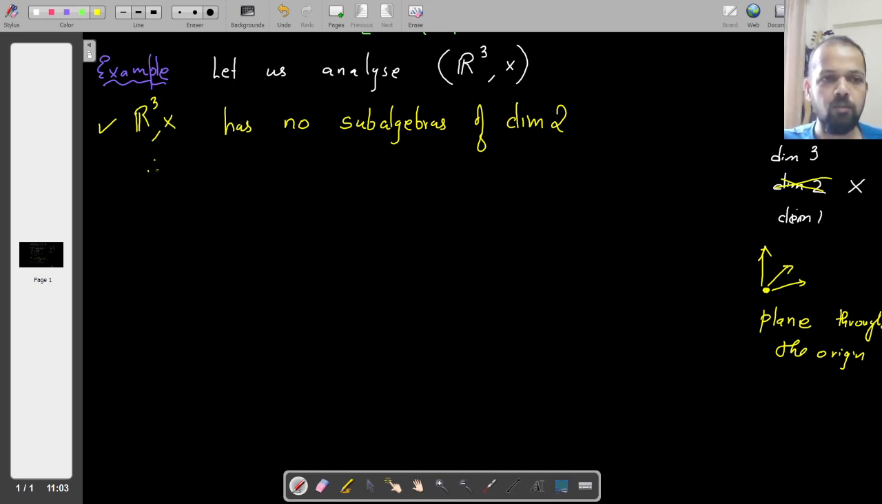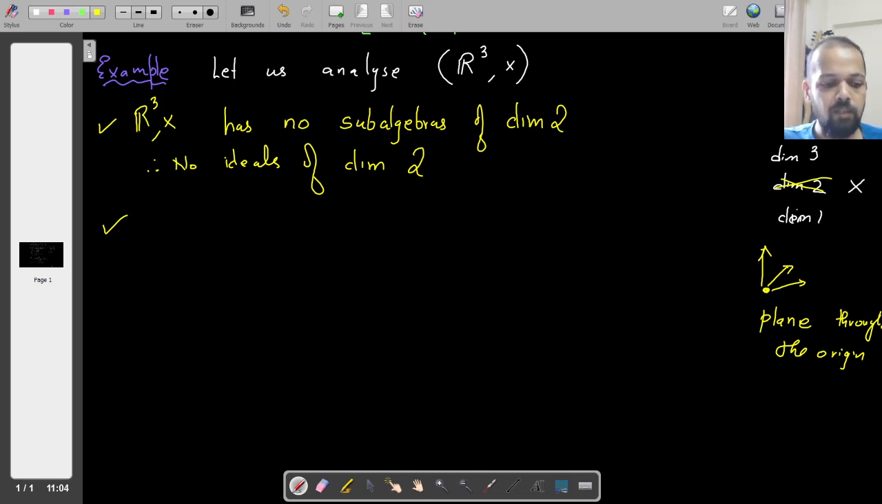Therefore no ideals of dimension 2, because every ideal has to be a subalgebra. An ideal is much more than a subalgebra. So if there are no subalgebras, how can they be ideals? Then if there are no ideals of dimension 2, how can there be a solvable ideal of dimension 2? So dimension 2 is gone.